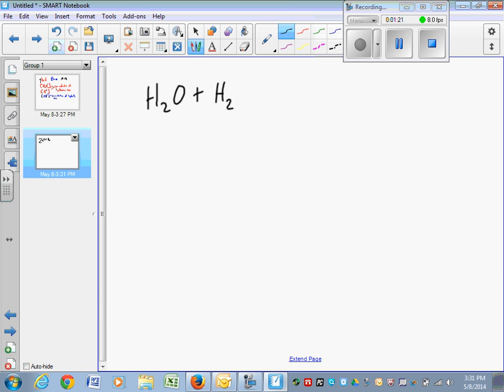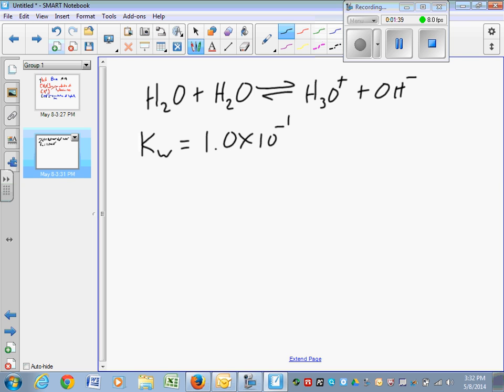When two water molecules are near each other, they can break up into H3O+ hydronium and OH- hydroxide. And like all reversible reactions, there's an equilibrium constant. The equilibrium constant for the dissociation of water is 1.0 times 10 to the negative 14. Why is that important? Well, you guys have all seen this 14 before. Many of you have said that the pH scale goes from 1 to 14, and that's really keeping that 14 in mind.